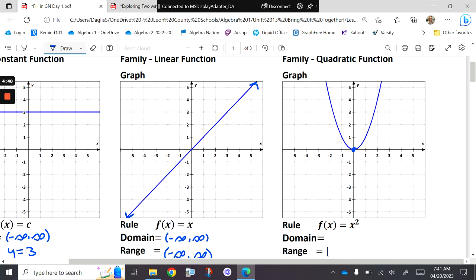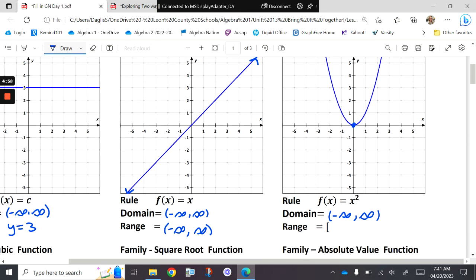All right. What x's live on x squared? All of them. Yes. So all the way left and all the way right. Good. My ranges are my y's. What y's live on x squared? Not all of them. How low do we go? We go as low as 0.